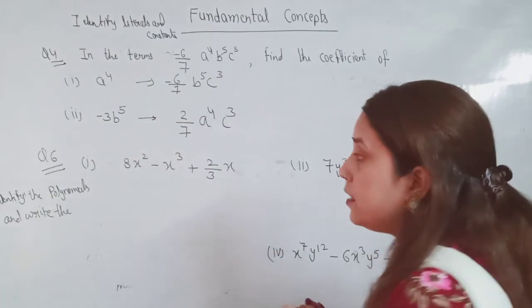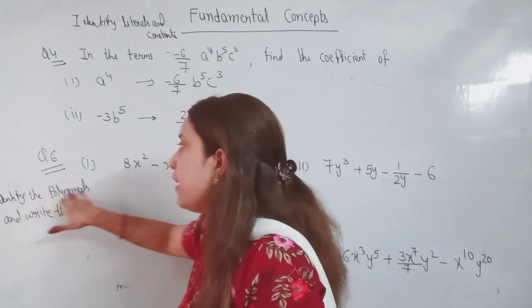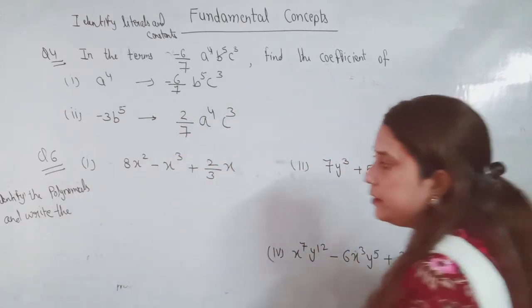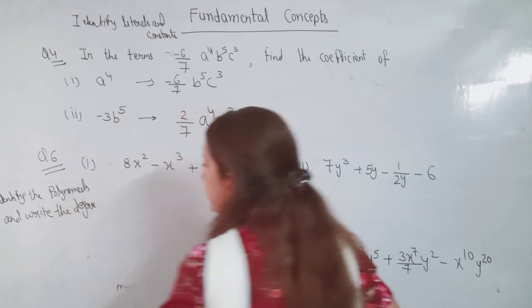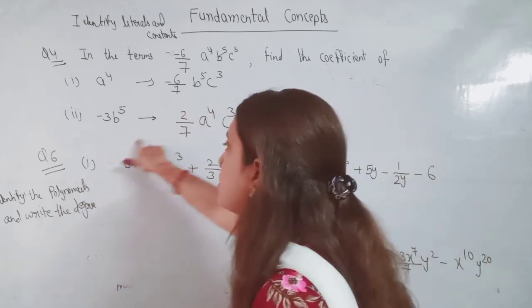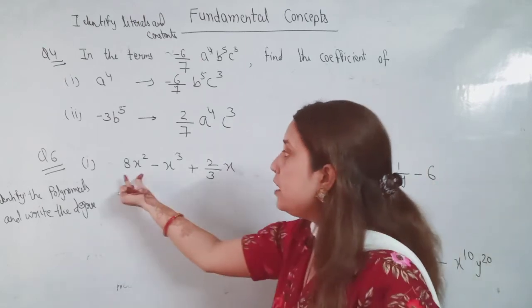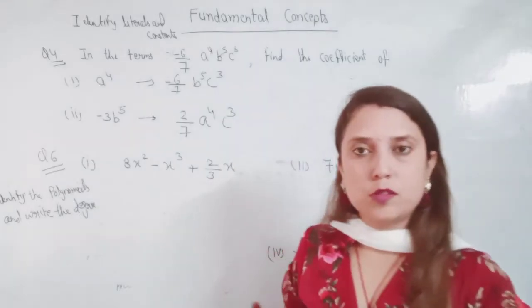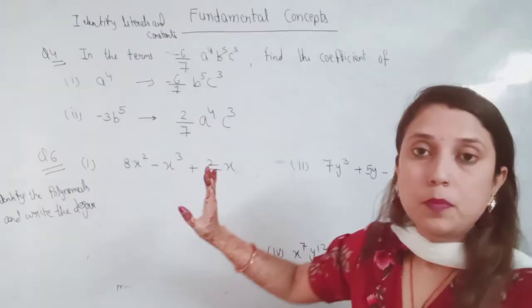Okay beta, now the last question from this exercise. Identify the polynomials and write the degree. So first we will identify whether the given expression is a polynomial or not. How to check? We check in each term whether the degree of the variable is a whole number. Then the given expression will be a polynomial, otherwise it is not a polynomial.